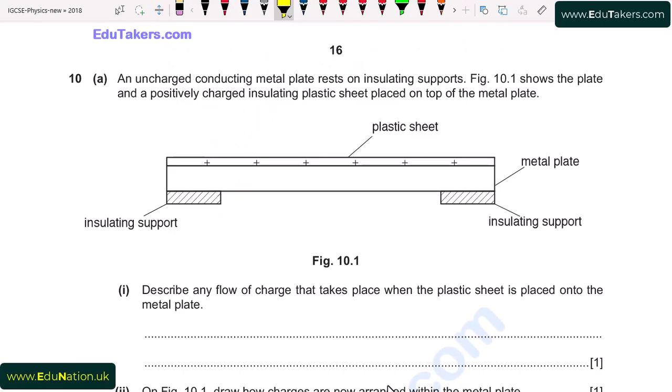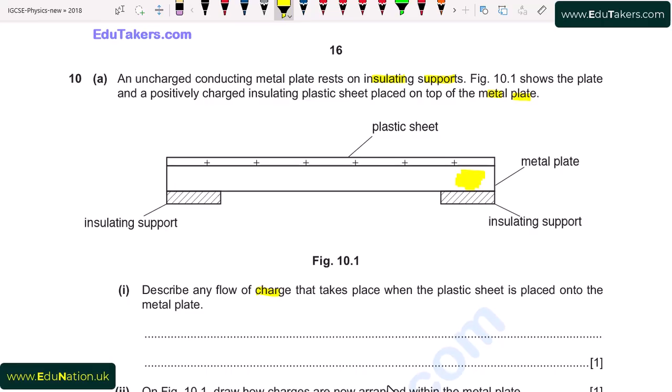Question number 10, part A. An uncharged conducting metal plate rests on an insulating spot. Figure 10.1 shows the plate and a positively charged insulating plastic sheet placed on top of the metal plate. So first of all, here is a metal plate that is placed on the insulating spot, and we also place a positively charged plastic sheet above the metal plate. Part 1. Describe any flow of charge that takes place when the plastic sheet is placed onto the metal plate.